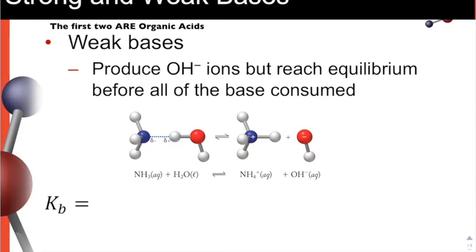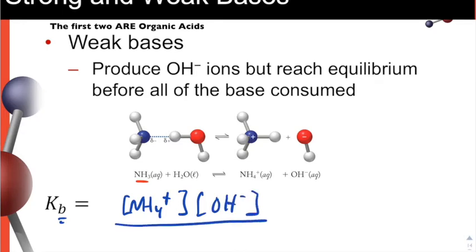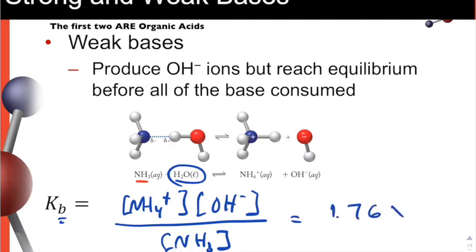Now, here's another compound, ammonia. When you look at it, you don't realize it's a base because you don't see a hydroxide there. But based on the reaction with water, it produces NH4 positive and OH minus. So now we're going to use B instead of A, and we can write an equilibrium constant. I'm going to take the products, NH4 positive times OH minus, using my square brackets, which means concentration, over NH3. I can ignore the water because it's pure liquid water. And this equilibrium constant is 1.76 times 10 to the minus 5.